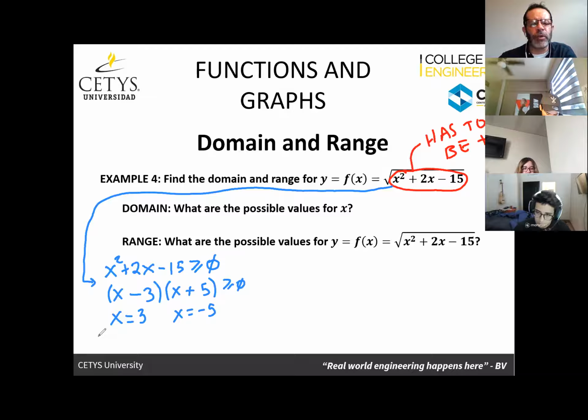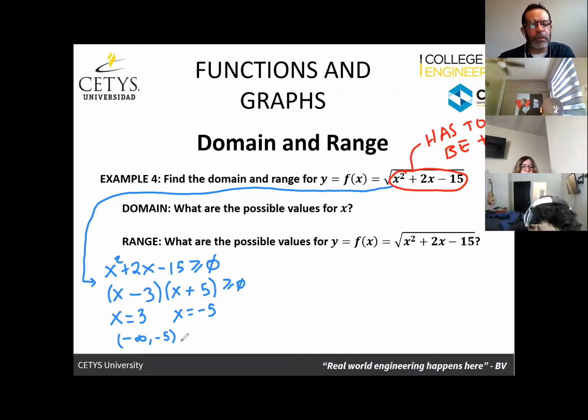And then we would have intervals. What would those intervals be? It would be -5, 3. Well, no, remember, we've got negative infinity, comma, -5. And then the other one, 3, comma, positive infinity. Well, we include the -5 and then we go from -5 to 3. Then we include the 3 and then we go from 3 to infinity.